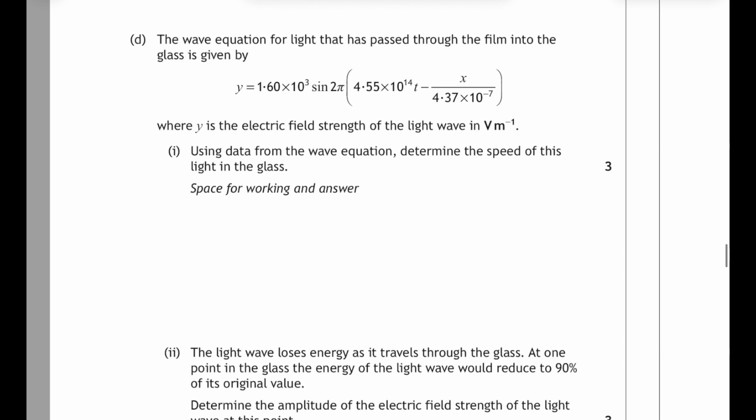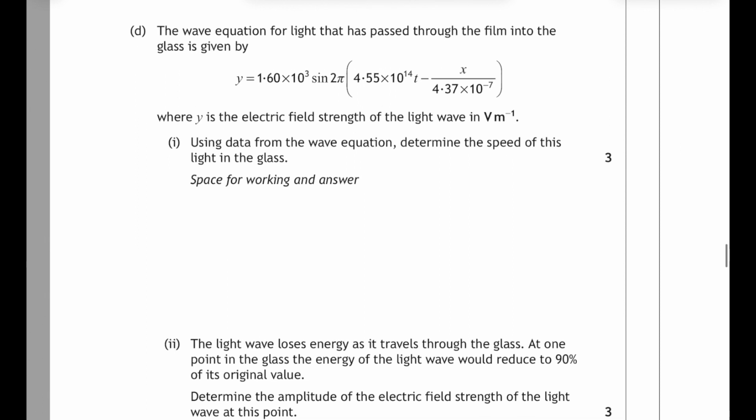And we're given the equation for the light that has passed through the film into the glass. And there's the equation for that light wave there, where Y is the electric field strength of the light in volts per metre. That's the unit of electric field strength. And using data from this wave equation, we've to determine the speed of light in the glass.